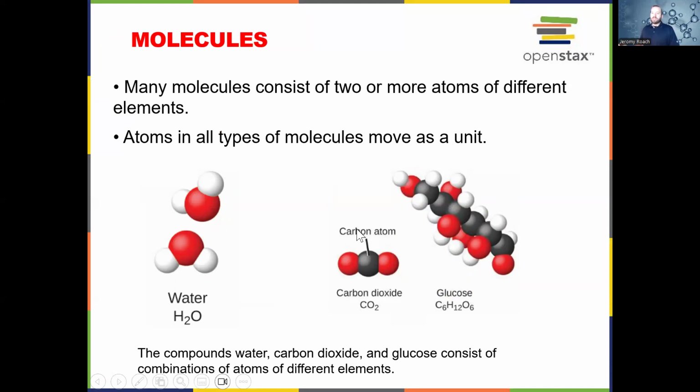Many molecules consist of 2 or more atoms. The very common one, water, H2O, carbon dioxide, and here's glucose. And so you'll notice that the molecules aren't all arranged the same. So for water, we have this bent shape. And for carbon dioxide, this is a linear organization of atoms to form the molecule. And we're going to talk about how to determine what molecules look like as far as their shape later on in this course as well.